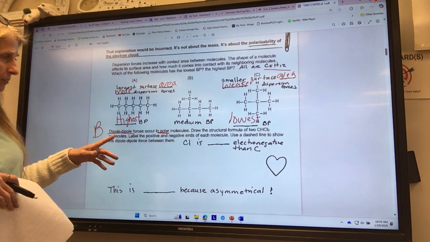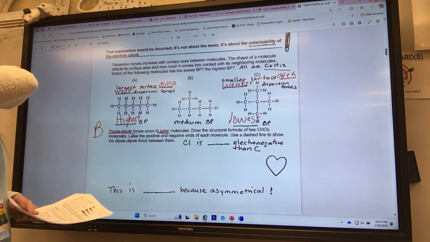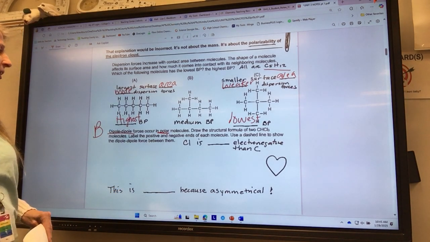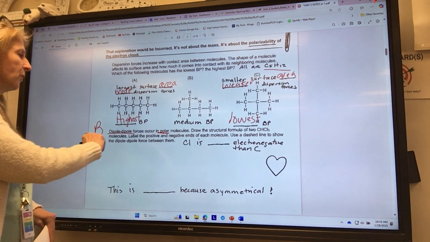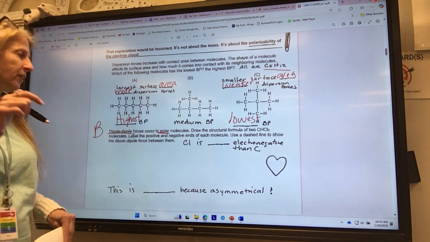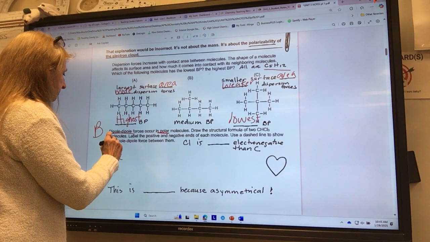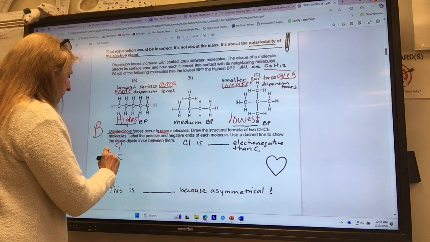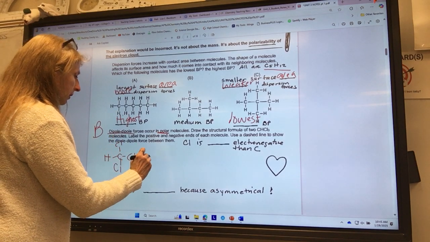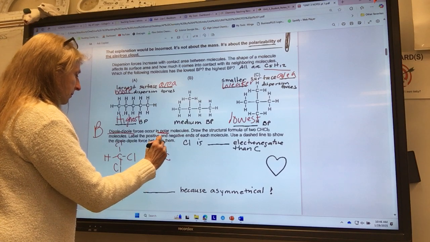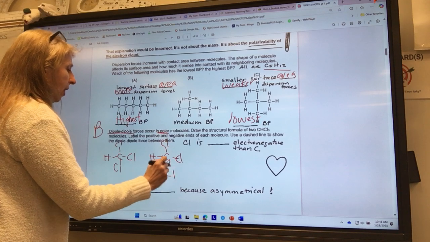So here it says draw the structural formula of 2 CHCl3 molecules, label the positive and negative ends, use dashed lines to show the forces. Remember I told you dashes equal these forces. Now I drew it for you so you wouldn't have to bother doing this. I was trying to figure out how to speed this up.